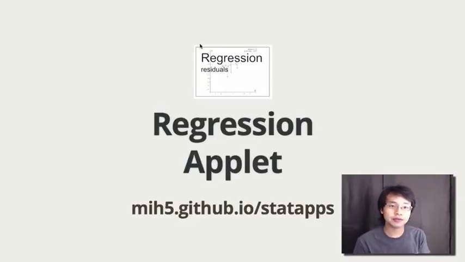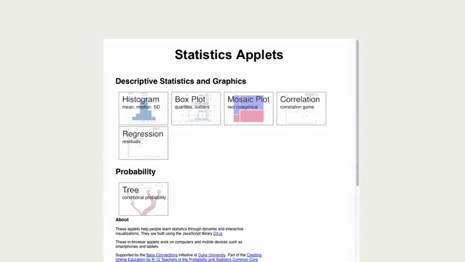This final video is about the regression applet. In this video, we'll examine ways of using this applet to explore linear regression, as well as some problems that might arise when using regression. You can find the applet here.